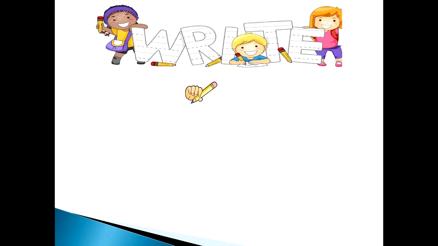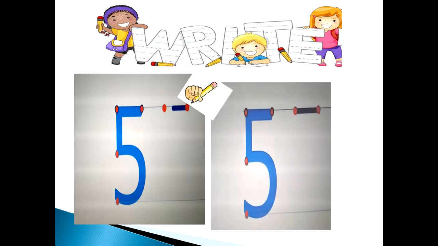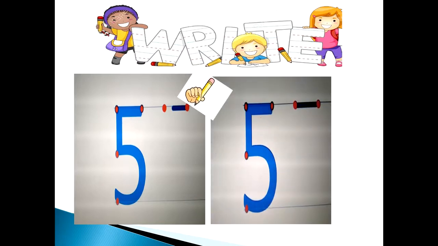Let's start writing. The first step is to draw a small slipping line like this. Okay? And then join the first dot to the second dot. Is it clear?